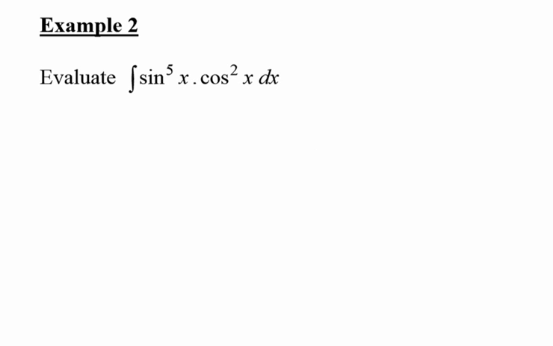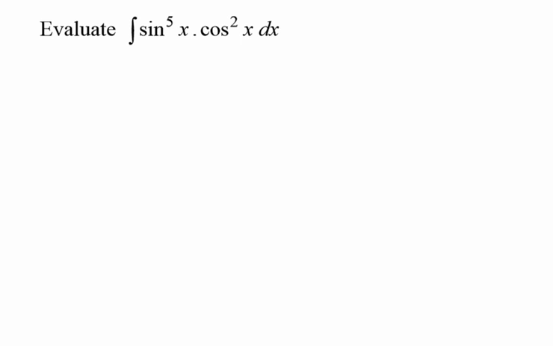Let's have a look at another example. Example 2. This example says evaluate the integral of sine to the power of 5x times cos squared x dx. Now again, you can't use inspection because we don't have a function and its direct derivative. Okay, so there's my composite function.